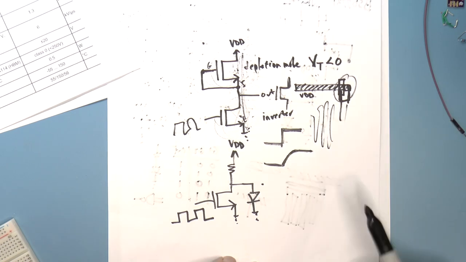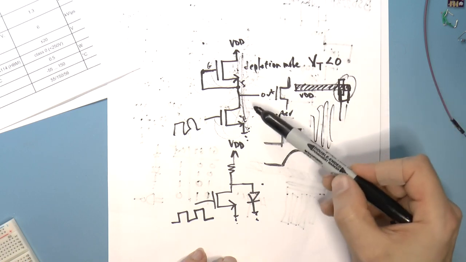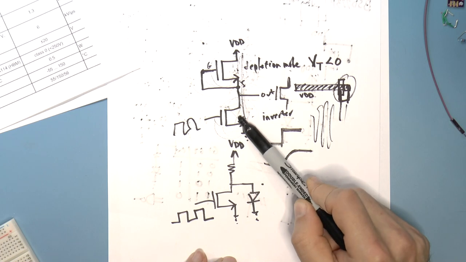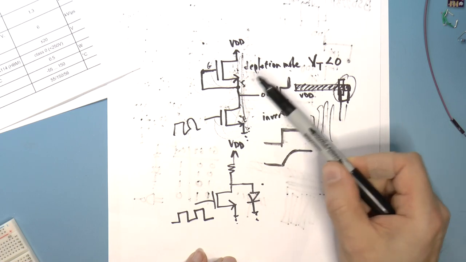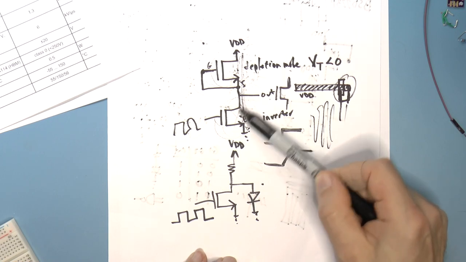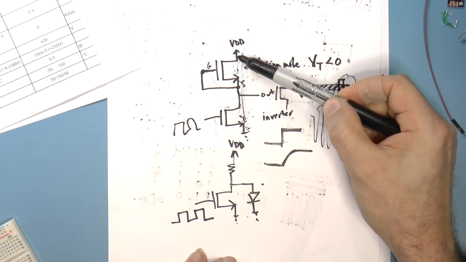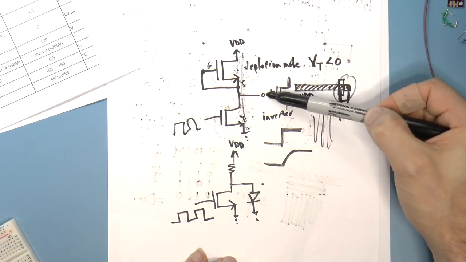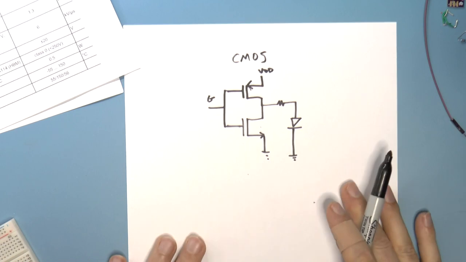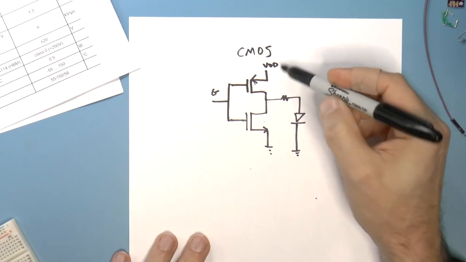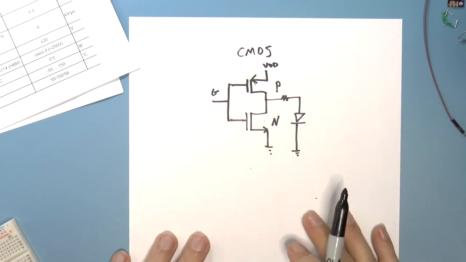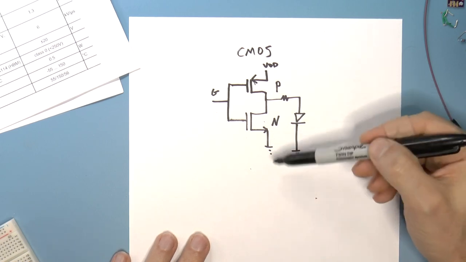So, what if we could create a circuit where there's nothing connected to VDD when this transistor is on, and in a complementary sense, when this transistor is off, there will be nothing connected here, and there will be something connecting VDD to the output? And the answer is CMOS. Here's CMOS. I've drawn a PMOS transistor up here and an NMOS transistor down here, and they serve complementary functions.